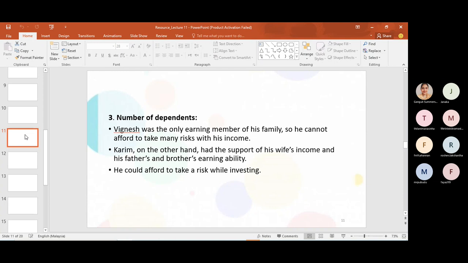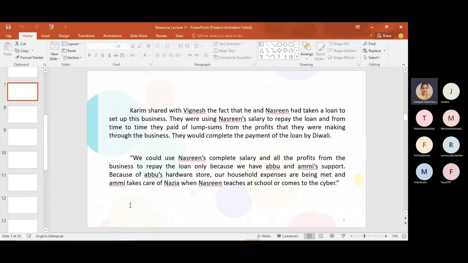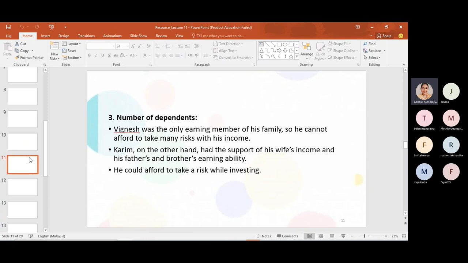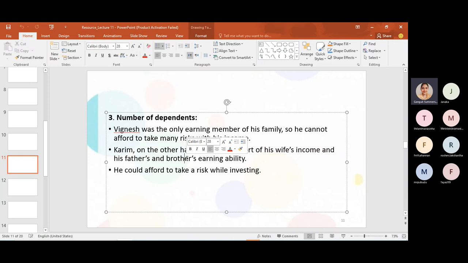Karim is not the only person earning in the family. Karim's wife is working, and she teaches at the school. Nasreen teaches at school, so the wife must be a teacher. So Karim is not the only person earning in the family. His wife is earning, his father is earning, and his brother is earning as well. So in Karim's family, there are many people who are earning. Since most of the family members are earning, Karim can take many risks because it is safe to take risks in that case. But when it comes to Vignesh, he is the only earning member of the family.